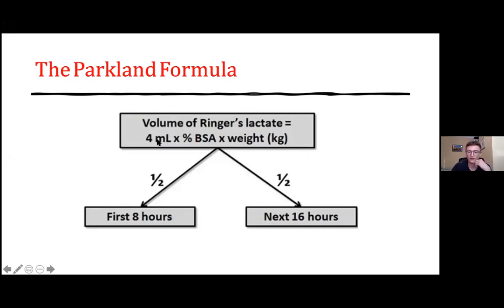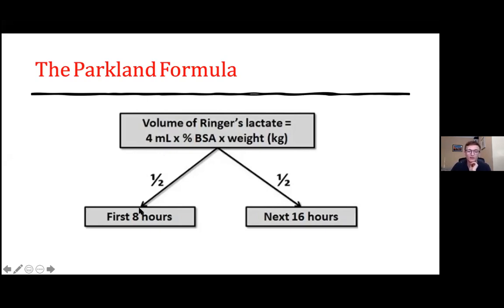This 4 mils is sometimes changed into 3 mils generally for children, and some trusts use 3 mils for adults as well to avoid that issue of giving too much fluids. So once you've calculated how much they need over 24 hours by doing 4 mils times surface area times the weight, you divide that into 2. You give the first half over 8 hours and the next over 16 hours.